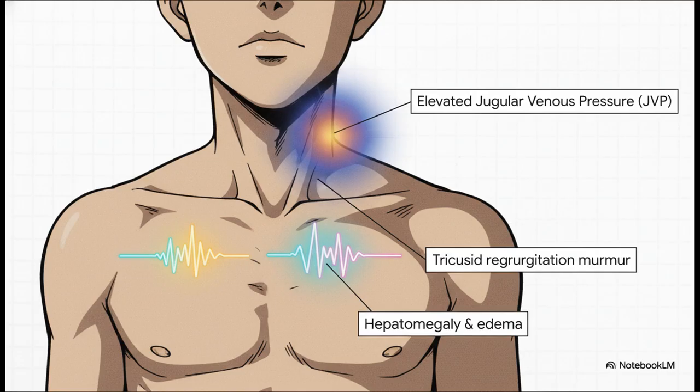We call that an RV heave. When you listen to the heart, you can hear this loud, almost slamming P2 sound because that pulmonic valve is shutting against crazy high pressure. And as the right ventricle stretches out, the tricuspid valve doesn't close right and you'll hear a murmur. These are your classic telltale signs.